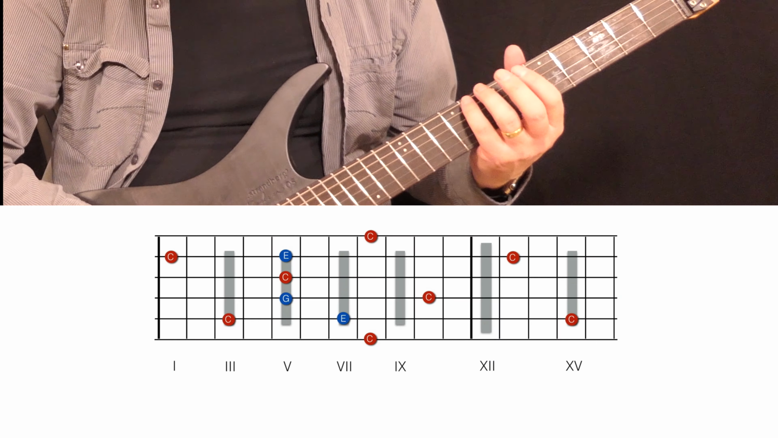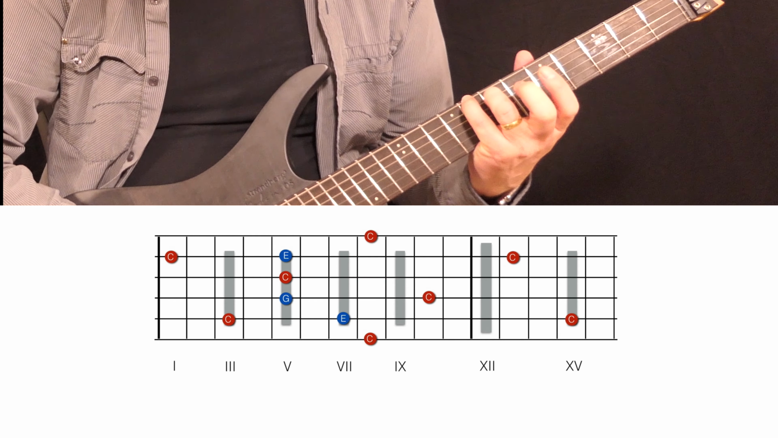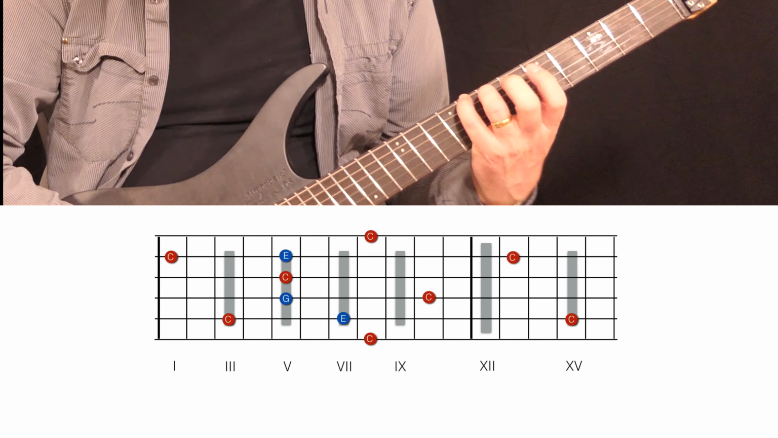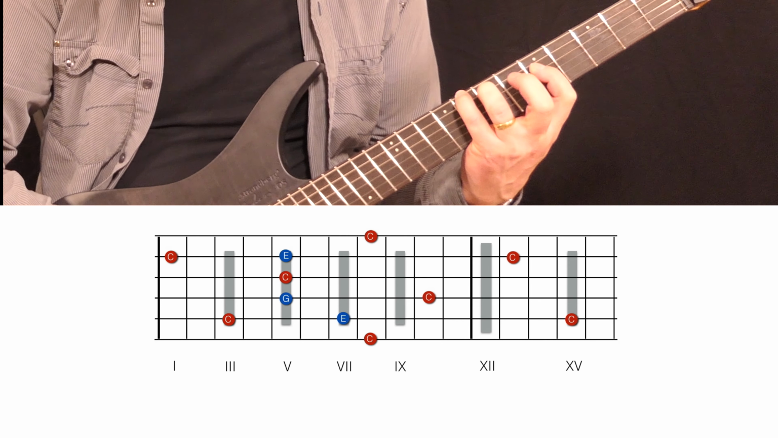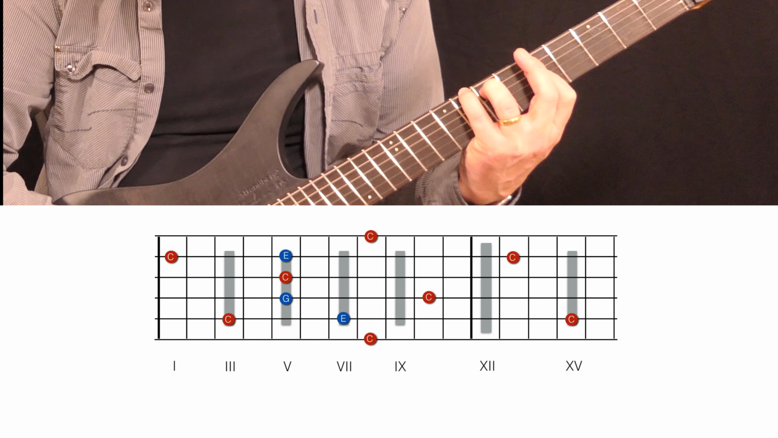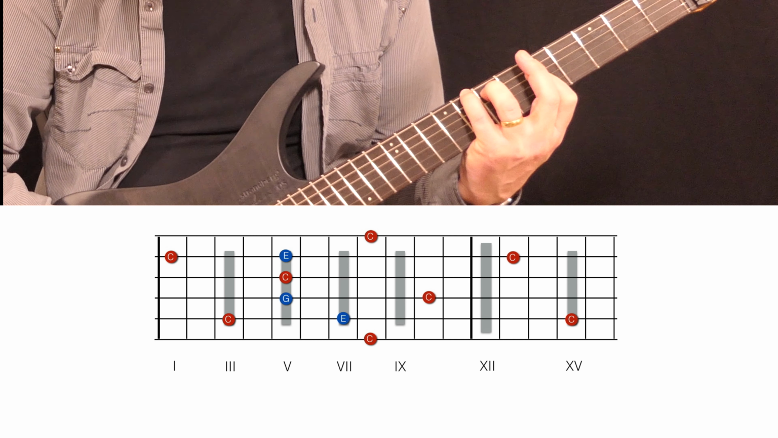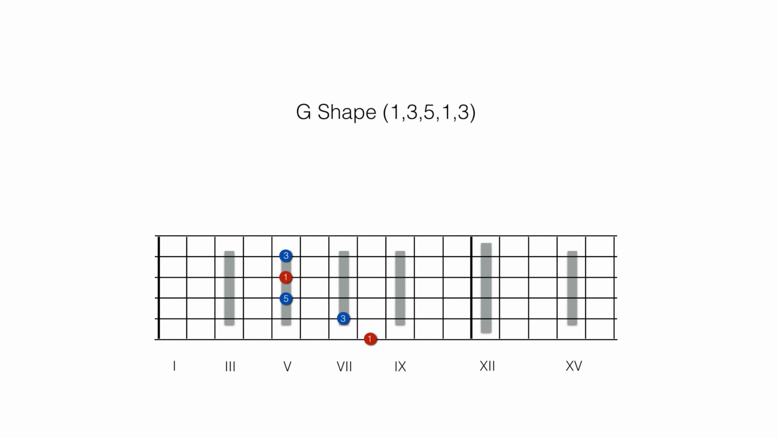It starts with a C on the 8th fret of the 6th string, an E on the 7th fret of the 5th string, and a G on the 5th fret of the 4th string. We add another C on the 5th fret of the 3rd string, and an E on the 5th fret of the 2nd string. This chord uses the 1st, 3rd, 5th, 1st and 3rd scale degrees.